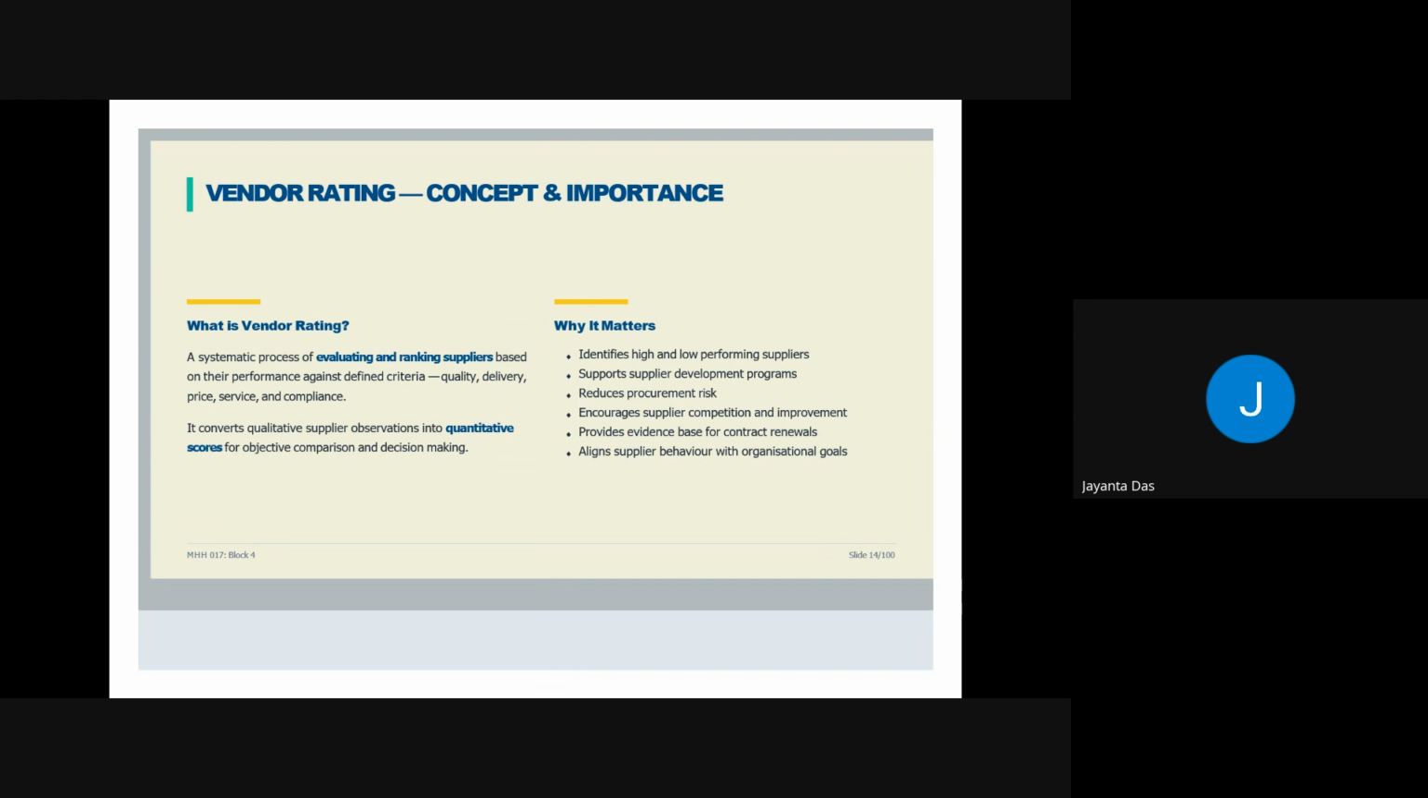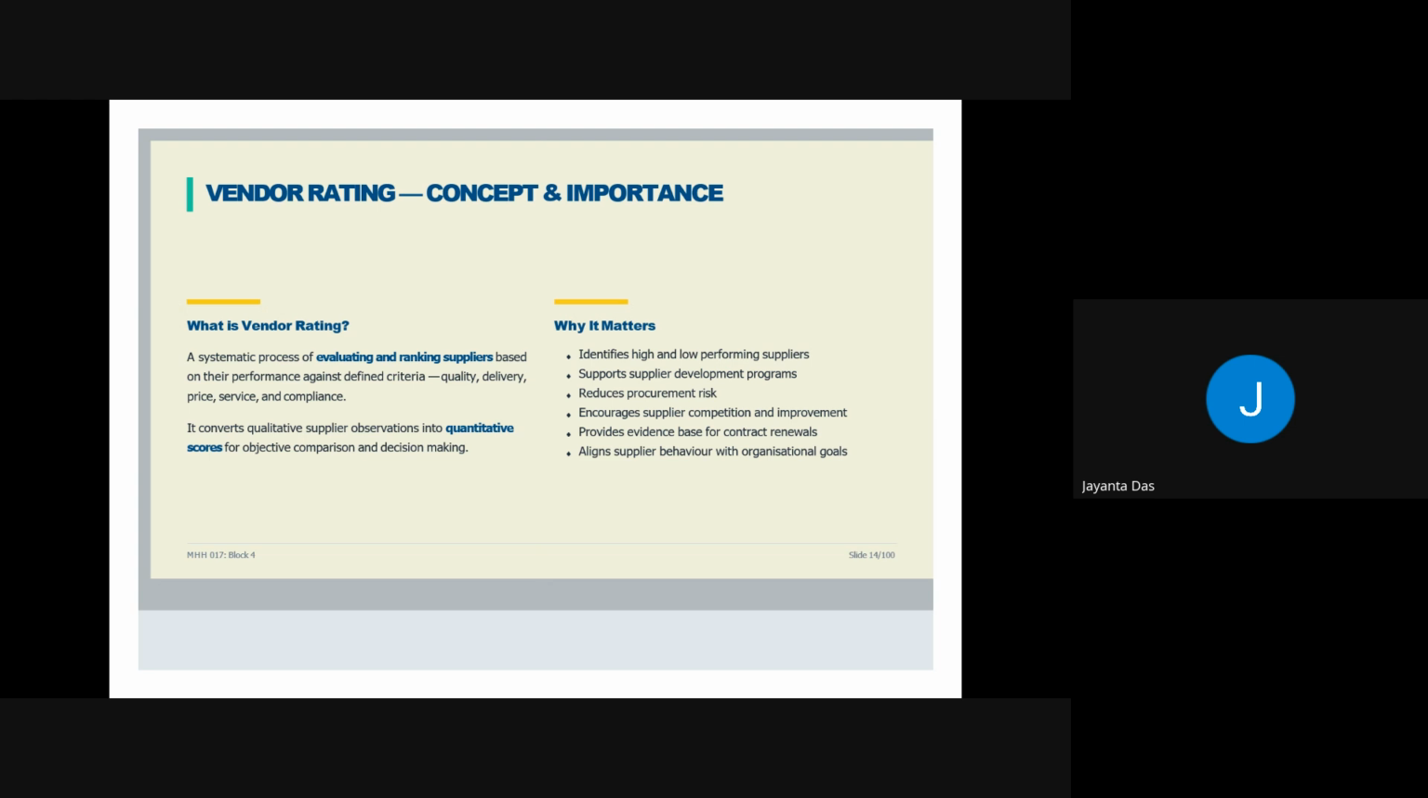Next one is our vendor rating. That is the concept and importance of the vendor rating. What is vendor rating? A systematic process of evaluating and ranking suppliers based on their performance against defined criteria, that is quality, delivery, price, service, and compliance. It converts qualitative supplier observation into quantitative scores for objective comparison and decision making.